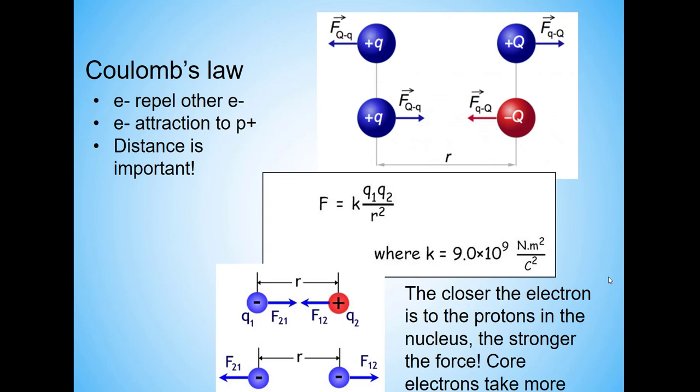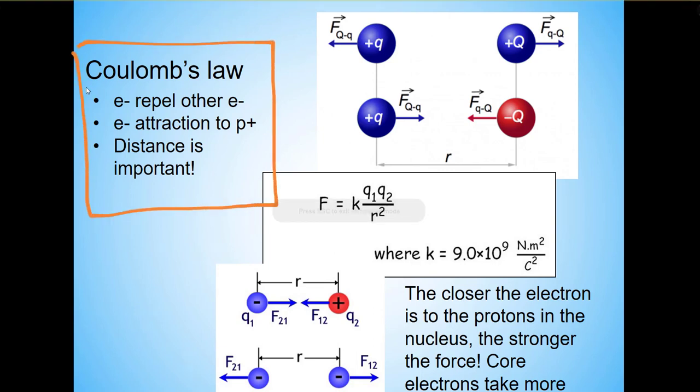All right, so what we've been talking about, to get fancy, is Coulomb's law. So Coulomb's law just means that electrons repel other electrons. So we've talked about that. If they're in the same orbital, there's some repulsion forces that go on there. Also, we have electrons being attracted to the protons in the nucleus. So, or opposite charges attract.